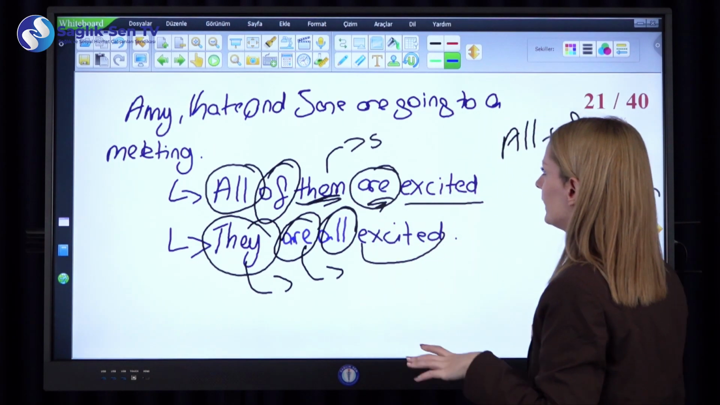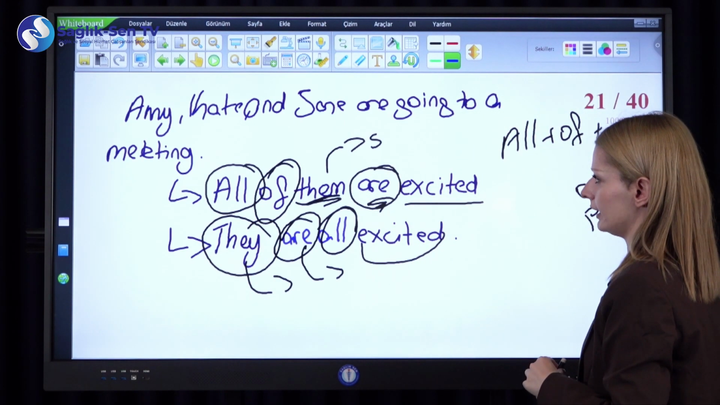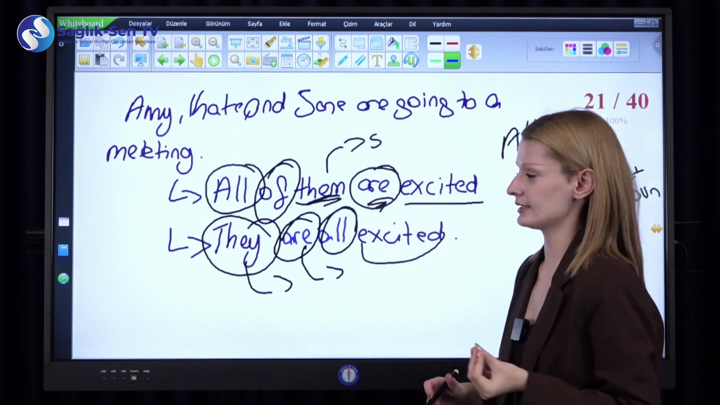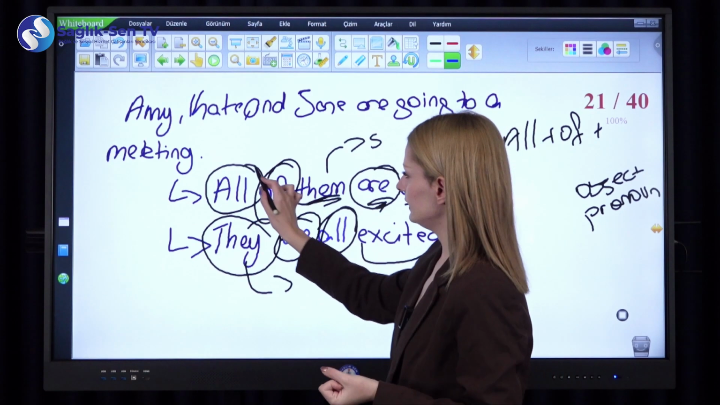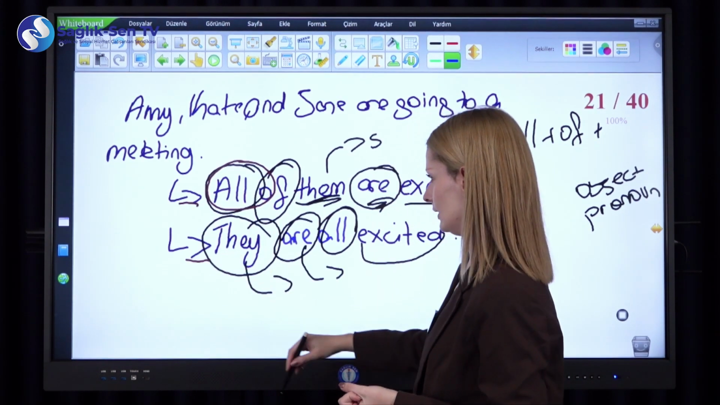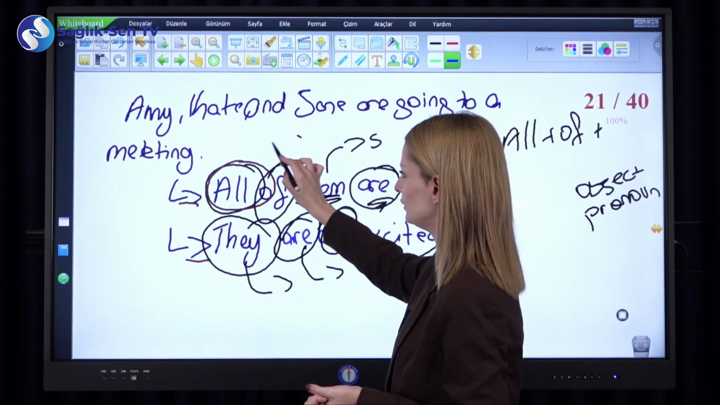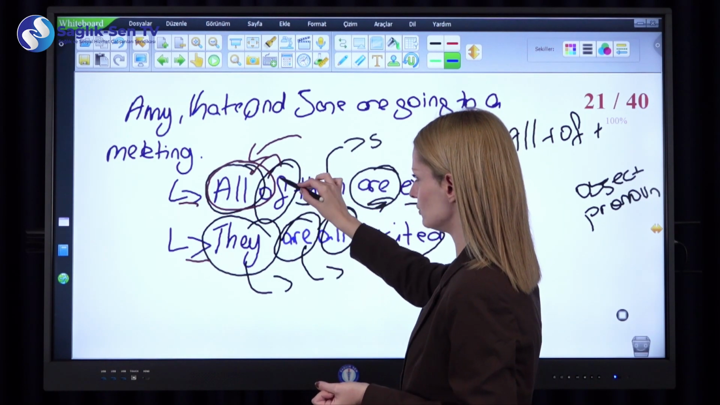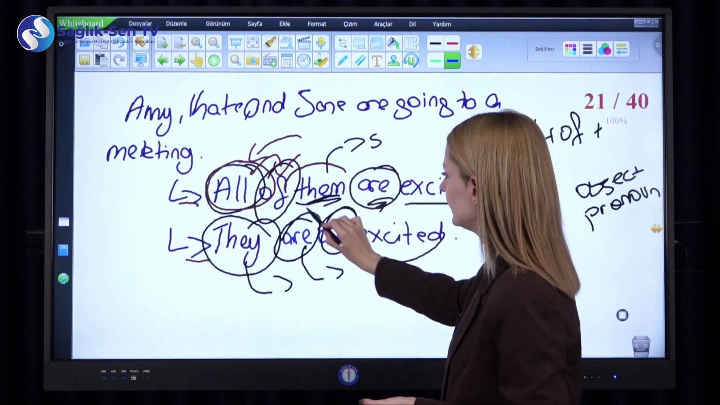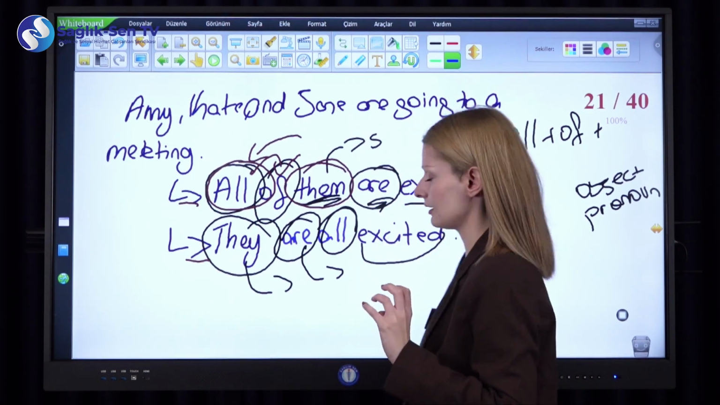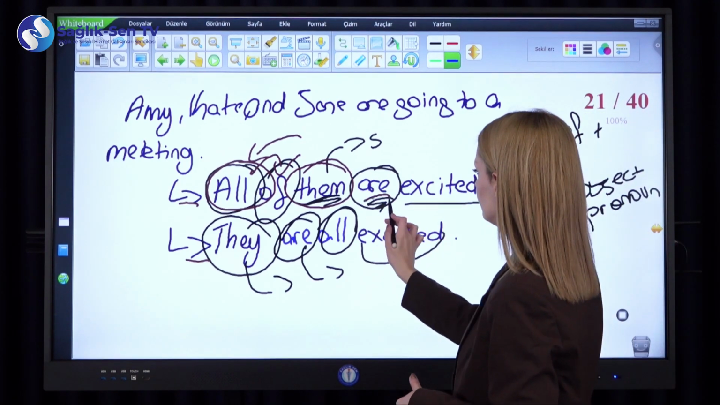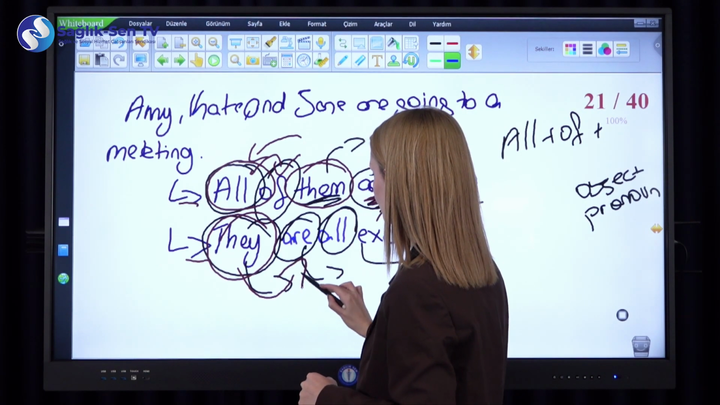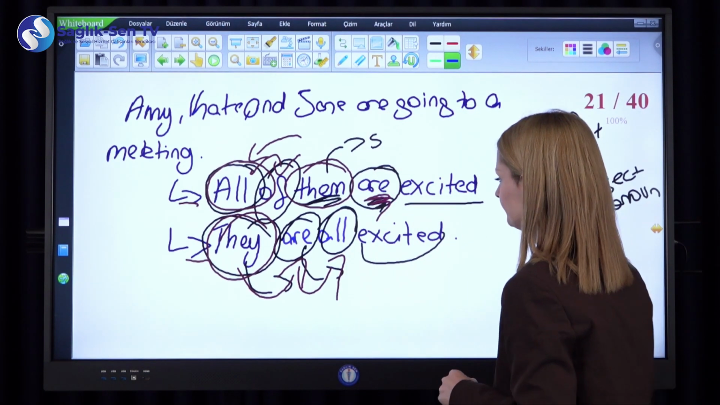Amy, Kate, and Jane are going to a meeting. I want to say all three of them are excited. I can either say it like this or like this. Either I can put all at the beginning of the sentence and use of after that, then an object pronoun, then the verb. Or subject, verb, and all.